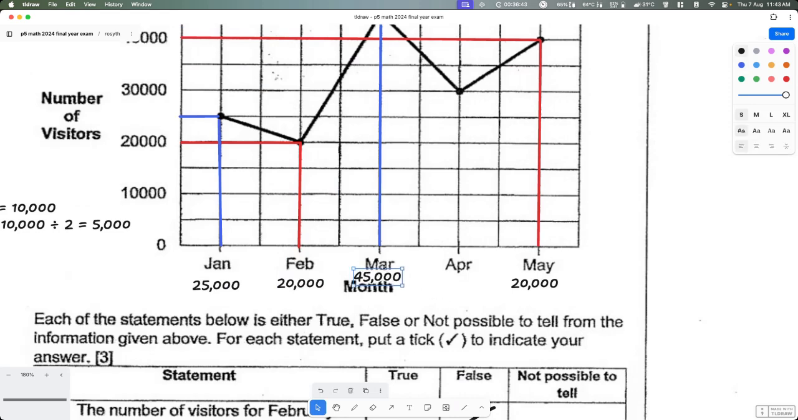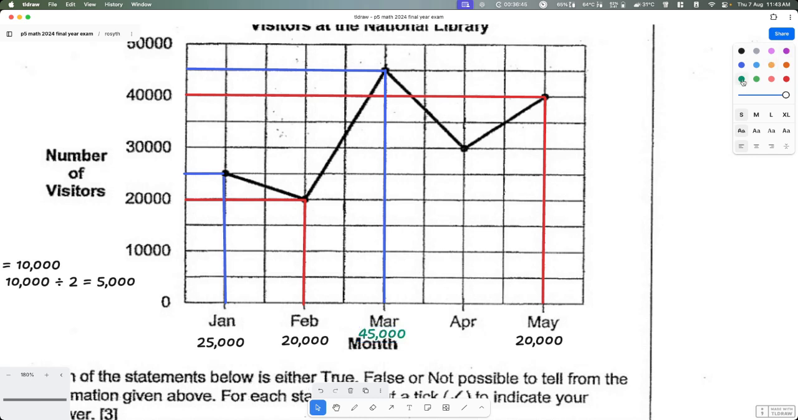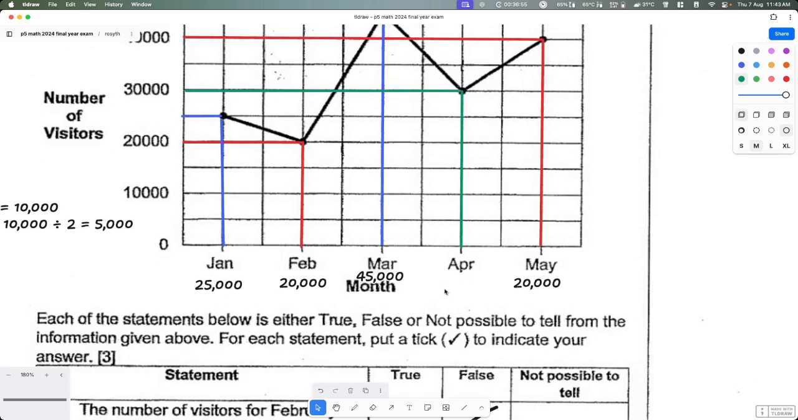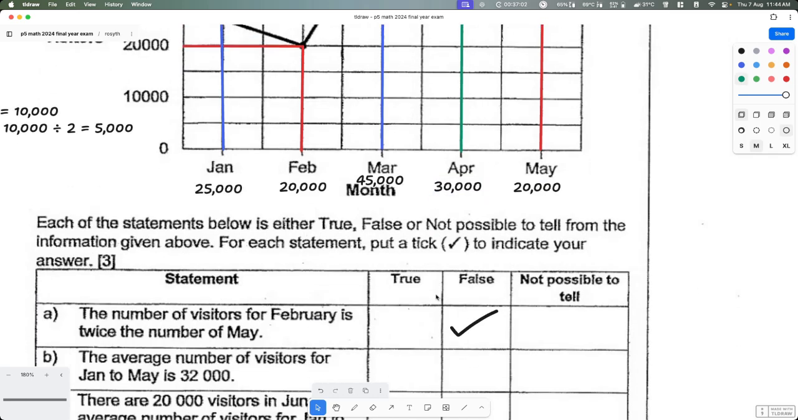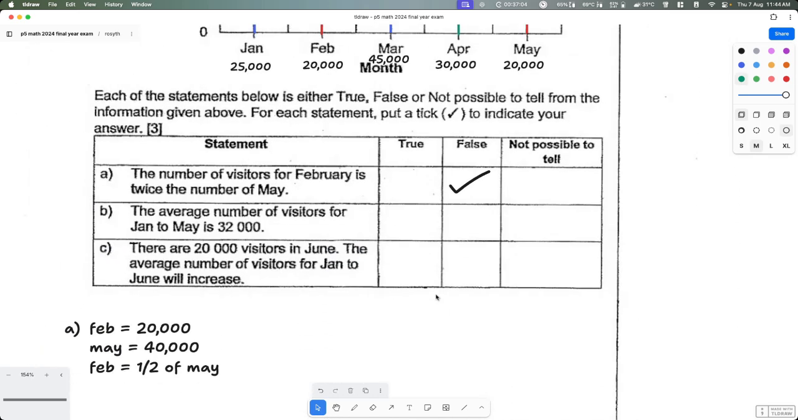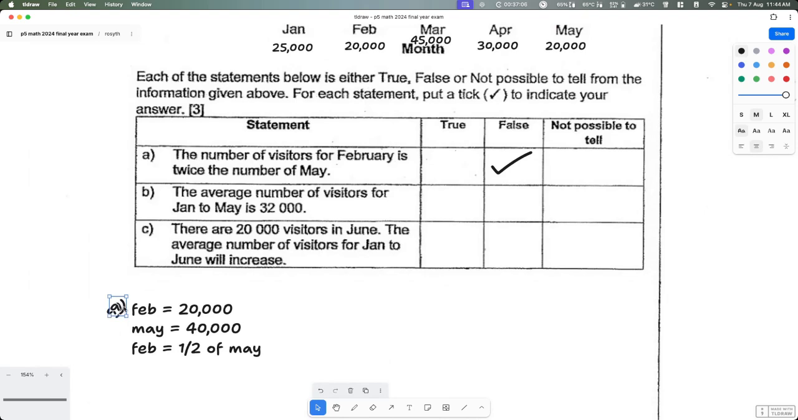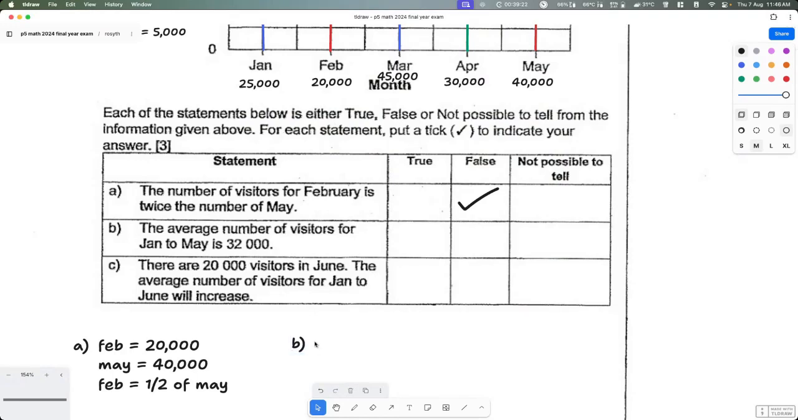Okay, and then lastly, April. April, I'm gonna put green. Right, and then April, we just draw the line, and this is 30,000. That's what I see over here. Okay, all right, 30,000. So now we can get the average, right? So let me zoom out a bit. So for B, let's get the total. All right, so let's calculate the total over here.